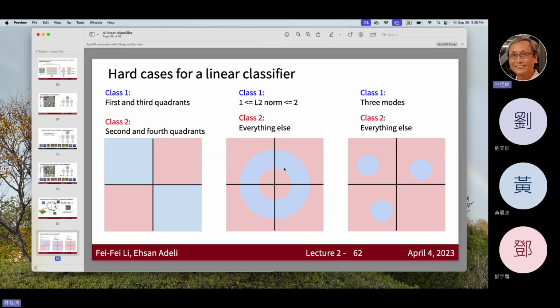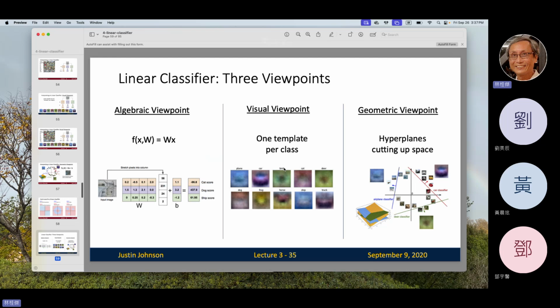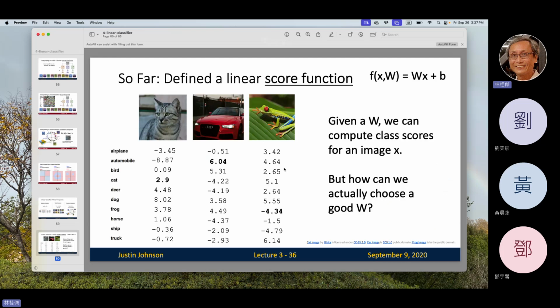Because you can see these patterns here. It's not so easy for the linear classifier to find them. So we will need to enrich the model and go beyond the linear classifier. But in any case, the idea of the training is to try to create this W and this B. If you give an input X, and you have some desirable output that you want to create, then for each of these pictures, you will come up with a score for each of the classes.